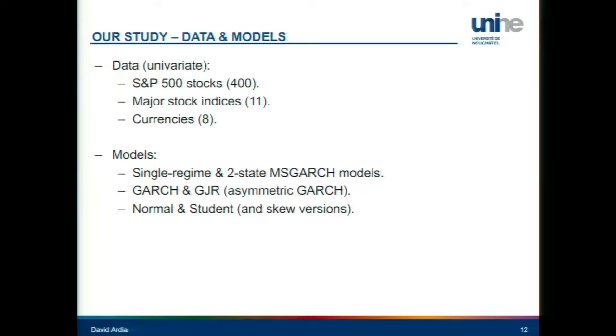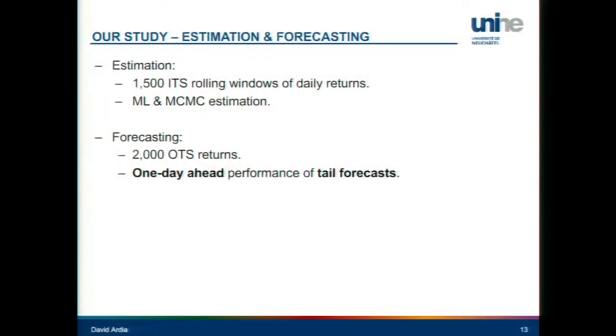So we have very flexible models for single regime and very flexible models for Markov switching, and the goal is to see whether Markov switching adds any value. In terms of estimation, standard 1,500 points. We use a rolling window approach on daily returns, and we perform maximum likelihood and MCMC estimation. Everything is implemented in the MSGARCH package that will be described by Kevin afterwards. And for the forecasting, we run the study over 2,000 out-of-sample points, and we currently focus on 1 day ahead forecast, and we focus on the left tail of the distribution.